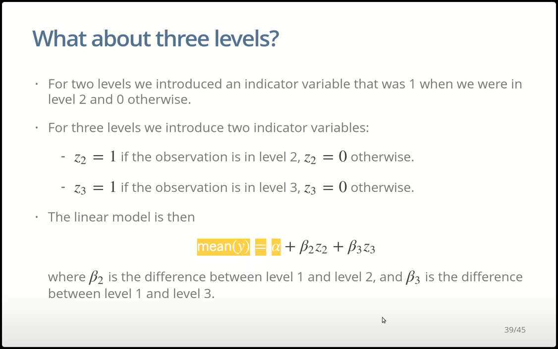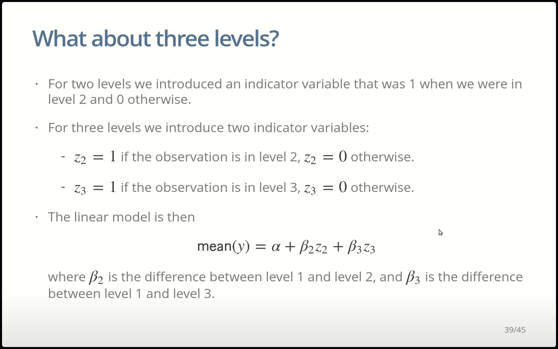Okay, so alpha again represents the average in the first group, just like it was for when we just had two categories. The average in the second group, well, if you're in the second group, then Z2 is 1, and so you get alpha plus beta 2. But Z3 is 0 because you're not in the third group. So you just get the average in the second group is just alpha plus beta 2. So beta 2 would represent the difference between the first group and the second group. And in the same way, beta 3 represents the difference between the first group and the third group. Right? So the coefficients of the Z's represent the difference from the baseline group to each of the other groups.